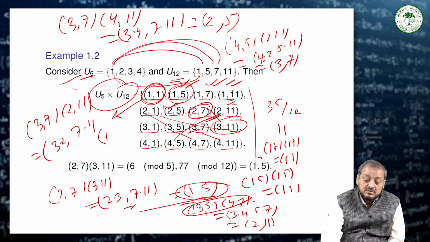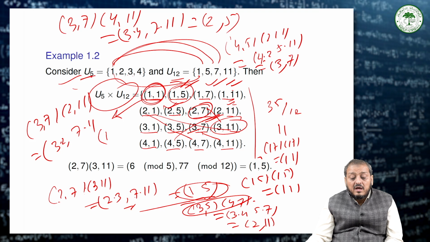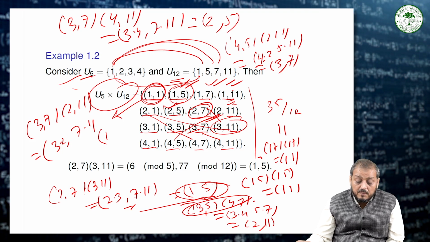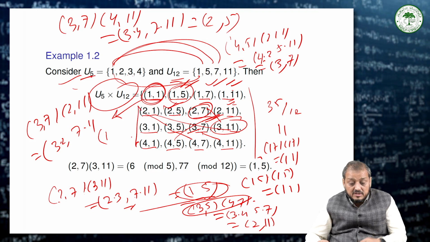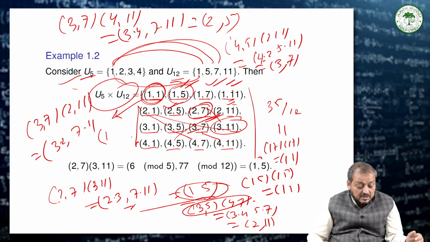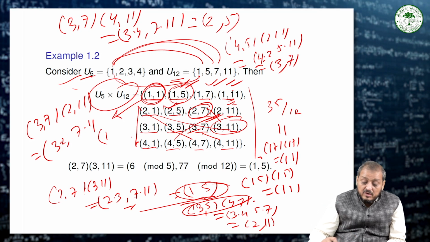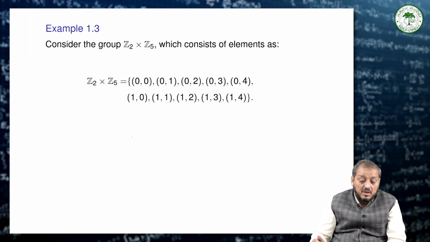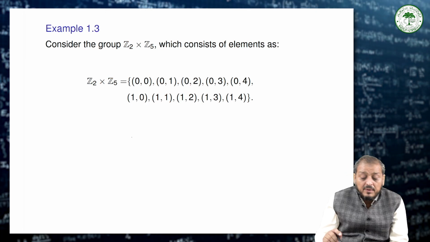The inverses of the other elements can be found in this form. We just take this as one of the examples, U5 and U11 in this form. Now I will take one more example.